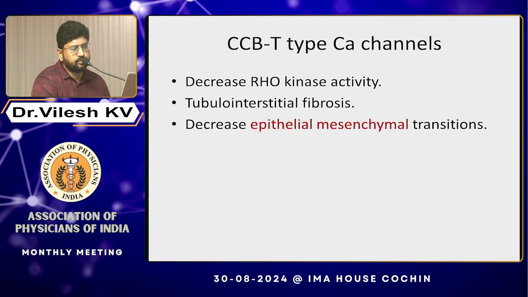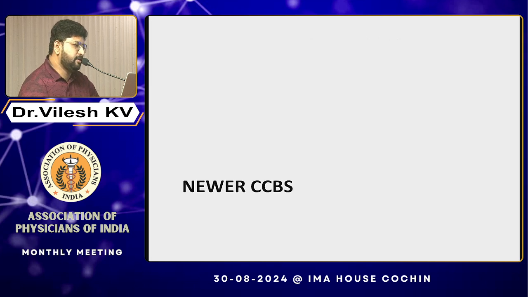And to specify the T-type calcium channel blockers, the advantage is that one of the pathways in the pathogenesis of diabetic nephropathy is the Rho kinase pathway, and that part is taken care of by the T-type CCB. Tubulointerstitial fibrosis and epithelial mesenchymal transition are also decreased when we block the T-type CCB. So that's the overall effect we get out of this.